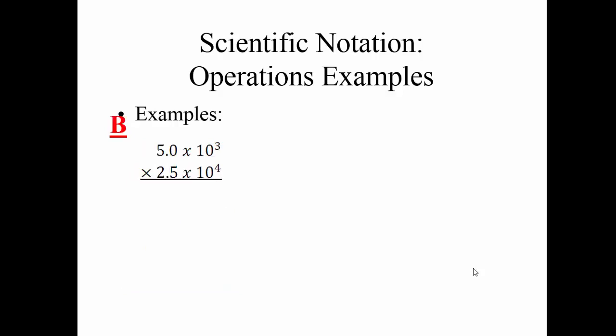Now, what about multiplication? This is where the power of scientific notation comes in. What you have here is 5.0 times 10 to the third multiplied by a number 2.5 times 10 to the fourth.